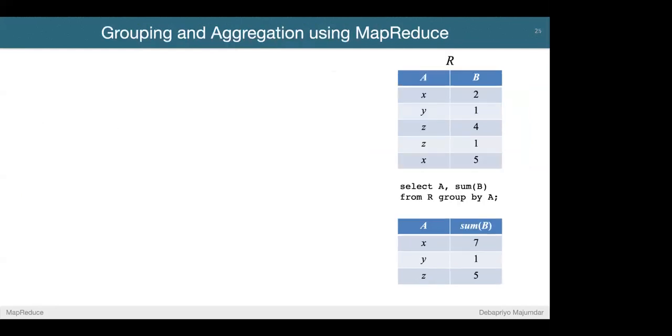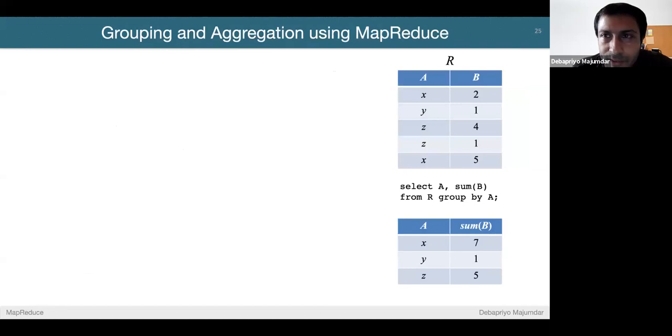All right, so let's move on. Grouping and aggregation using MapReduce. Grouping and aggregation is one of the very common database operations. Just reminding you, if you have a table like this, A, B, right? Then what you want to do is select A, sum B from the table R, group by A, right? And the result you're going to get is this below.